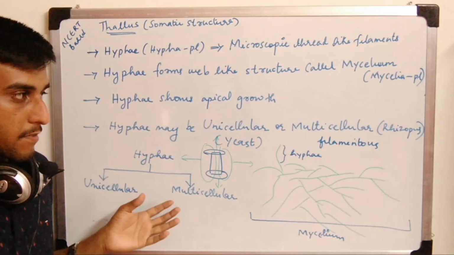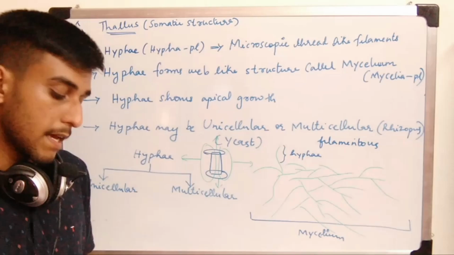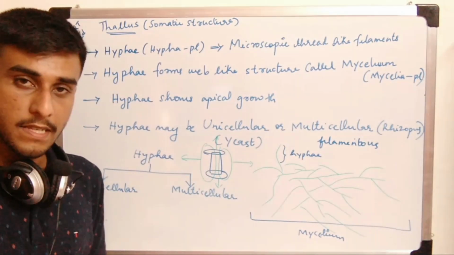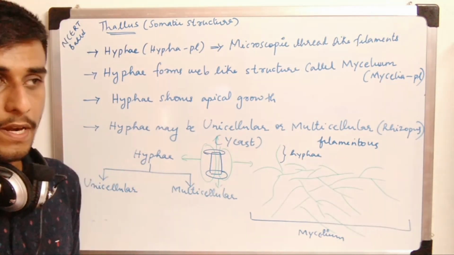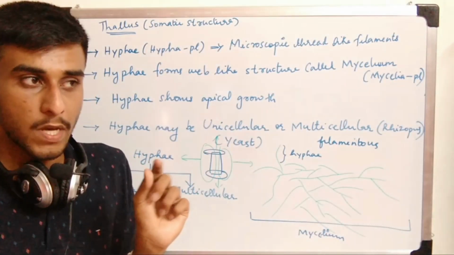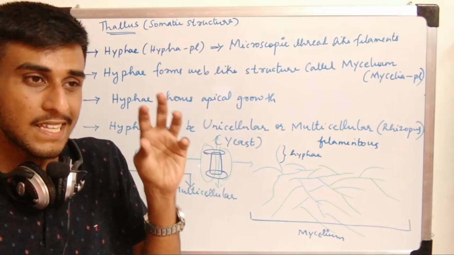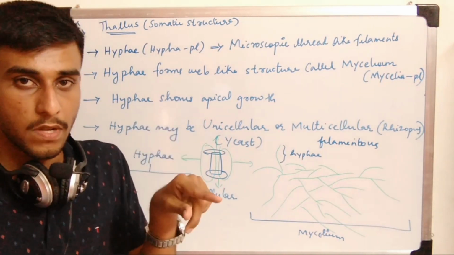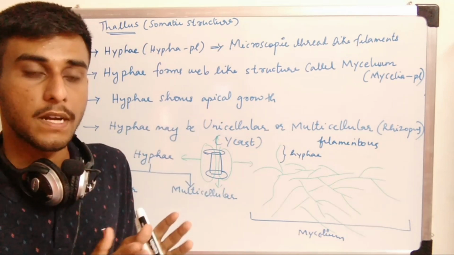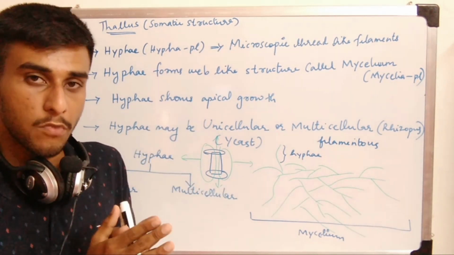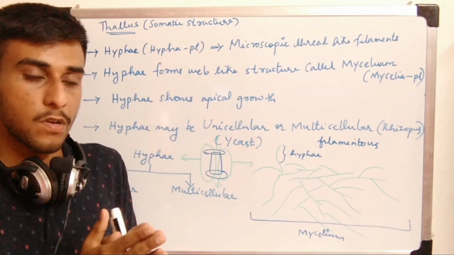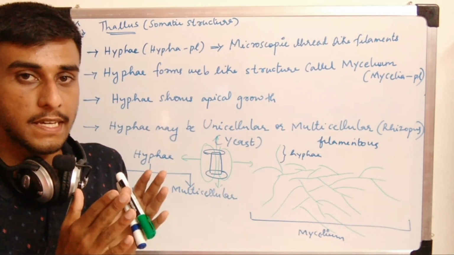Next is about the differentiation. Okay, it's about the hyphae. Hyphae may be unicellular or multicellular in condition. So what is unicellular hyphae? If a hyphae is unicellular, we should think that the organism will be unicellular. A single cell will be there for the entire organism. A good example of unicellular hyphae or unicellular fungi is yeast.